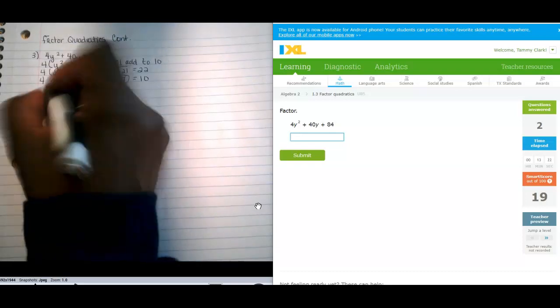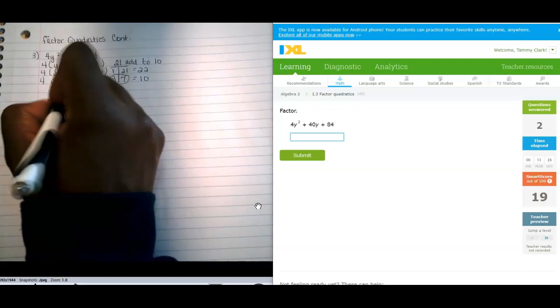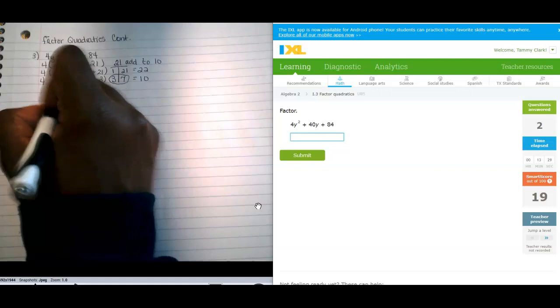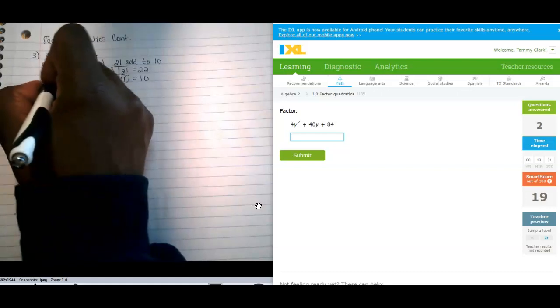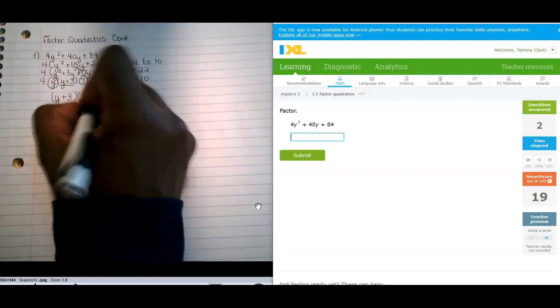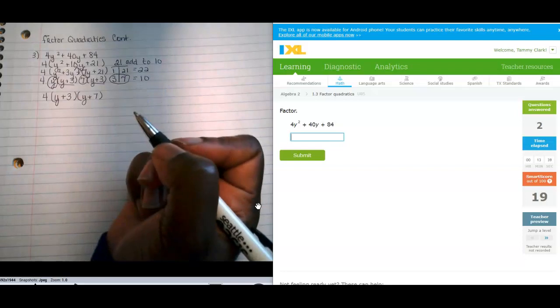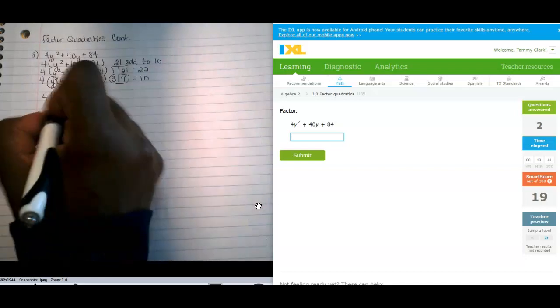So my first set of factors is, I'm going to skip a line because it's getting kind of messy to me, y plus 3. My other factors are y plus 7. And then, of course, I have my greatest common factor that I took out originally. Let's go ahead and check it.